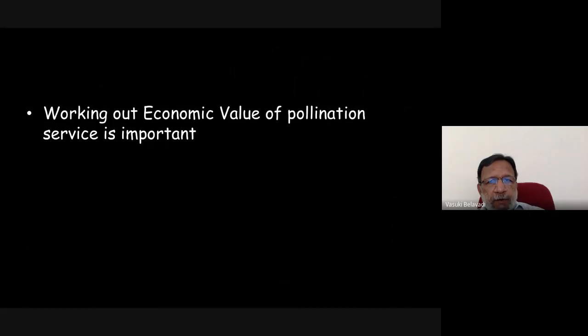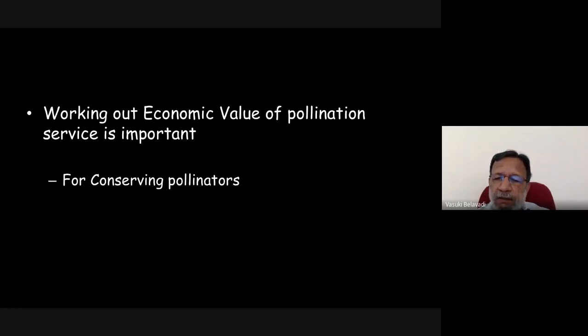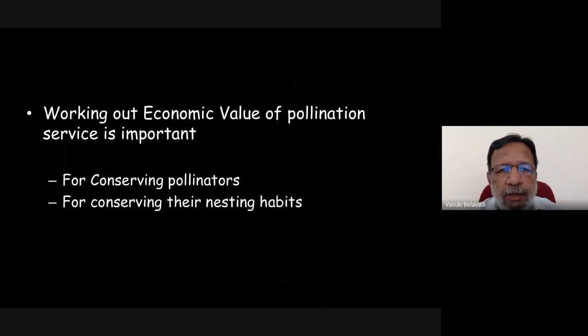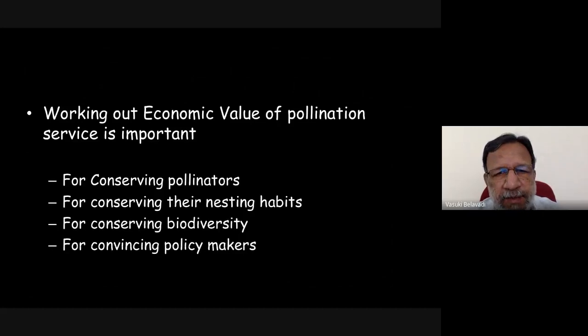Now, working out the economic value of pollination service is important for conserving pollinators, because we have a basis for telling that we need to conserve pollinators, for conserving their nesting habits, for conserving biodiversity, and for convincing policy makers. If we want to convince policy makers, we have to talk to them in terms of rupees, in terms of money. Then only they will agree that, oh yes, this is important and we need to take action on this.